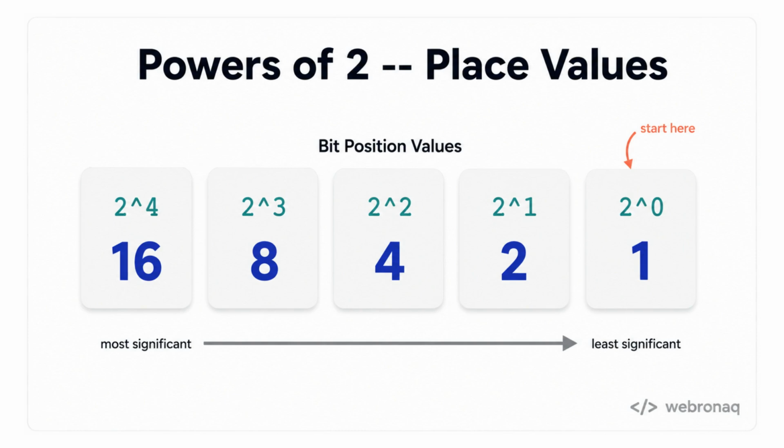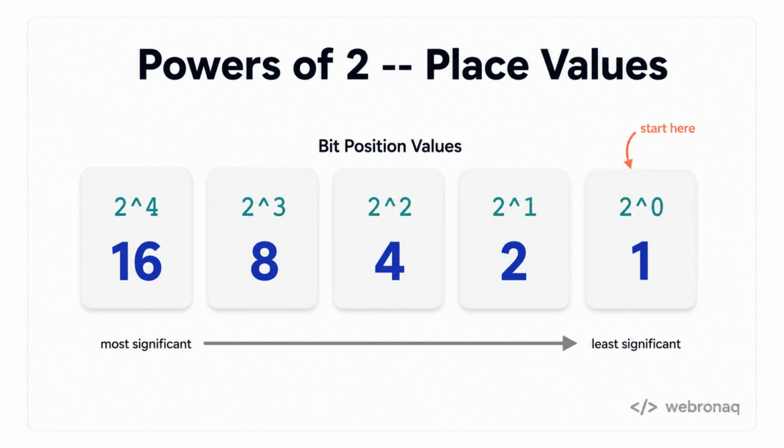You already use place values every day with decimal numbers. The ones place, the tens place, the hundreds place. Binary works exactly the same way, except instead of powers of 10, we use powers of 2. Starting from the rightmost bit, position 0. The place values go 1, 2, 4, 8, 16, and keep doubling as you move left.